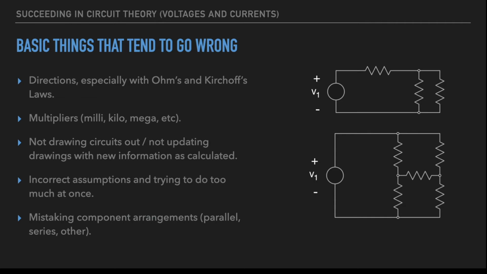Mistaking component arrangements. Now, you've probably at this point already done some circuit theory, so you already know what parallel, series, etc. are. It's very, very easy to make mistakes there. That being said, it's also very easy to get it correct every single time, and in these videos, I'll go through a methodical way of determining whether things are parallel, series, or if they're neither.